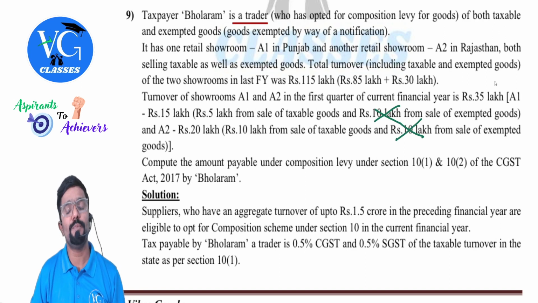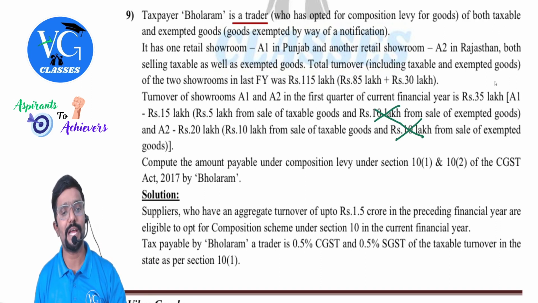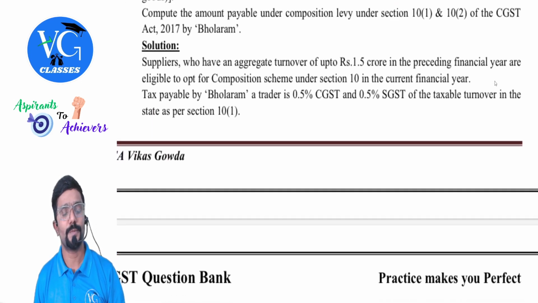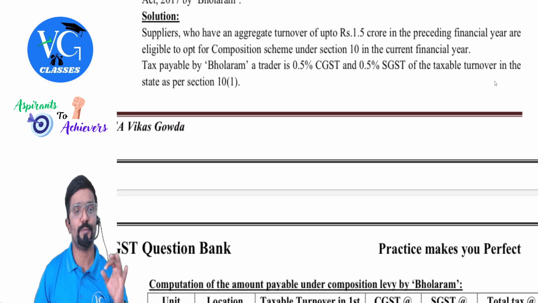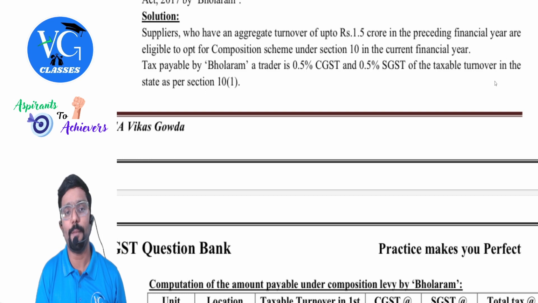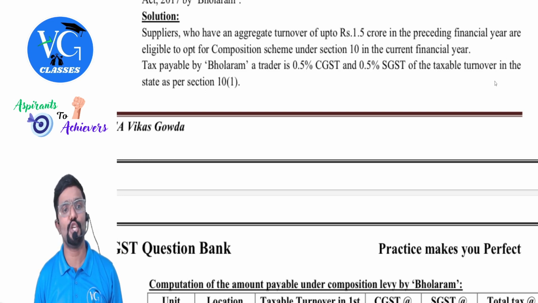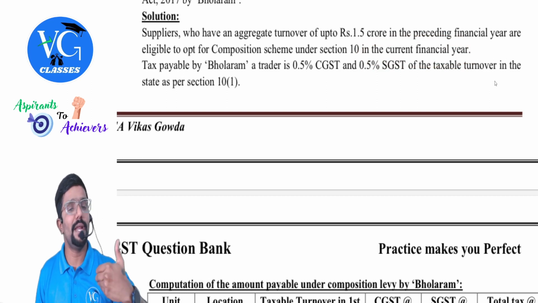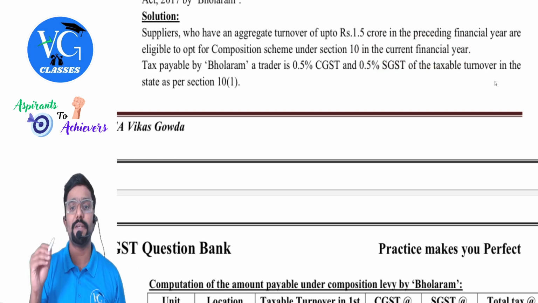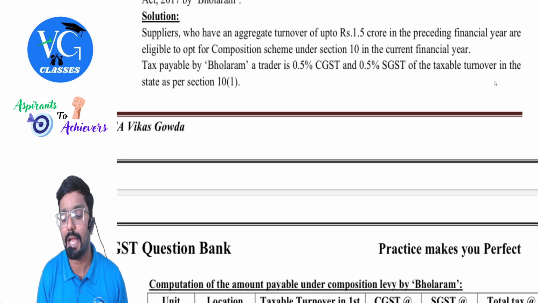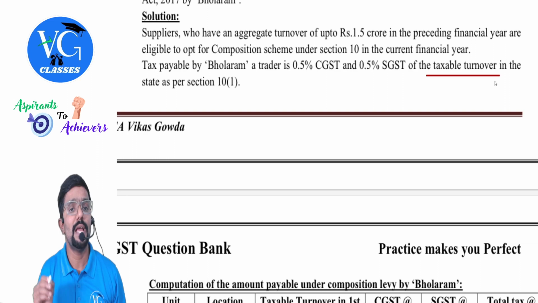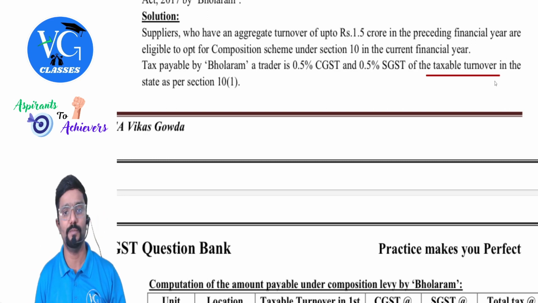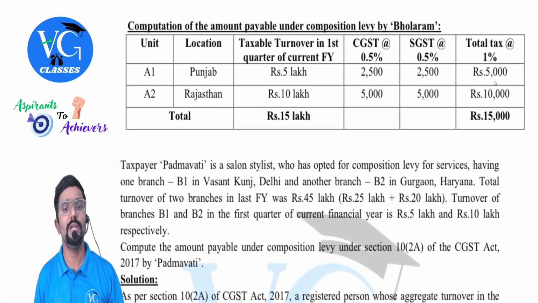Compute the amount payable under the composition levy under section 10(1) as well as 10(2) of the CGST Act by Bolaram. Answer. First, let us talk about eligibility, then rate also. Suppliers who have an aggregate turnover of up to 1.5 crore in the preceding financial year are eligible to opt for composition scheme under section 10 in the current financial year. Tax payable by Bolaram, a trader, is 0.5% CGST and 0.5% SGST of what? Taxable turnover in the state as per section 10(1). Key term, taxable turnover. So I am taking only taxable turnover.